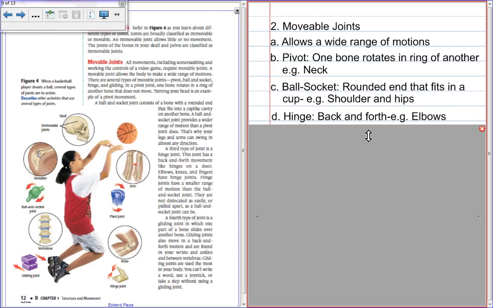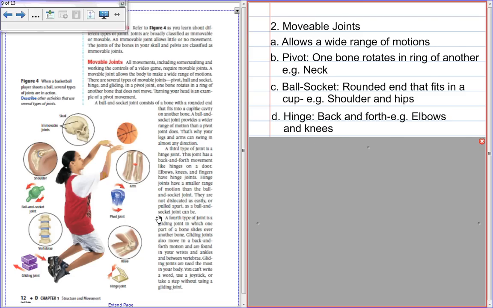Hinge joints move back and forth. Example, elbows and knees. Okay, you can dislocate your shoulder. You can dislocate fingers. Sometimes you jam your finger, don't you? Knees have their own share of problems because they're complicated joints.